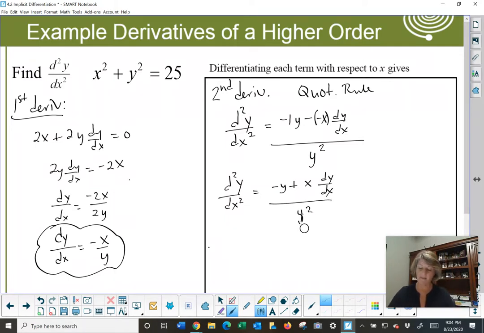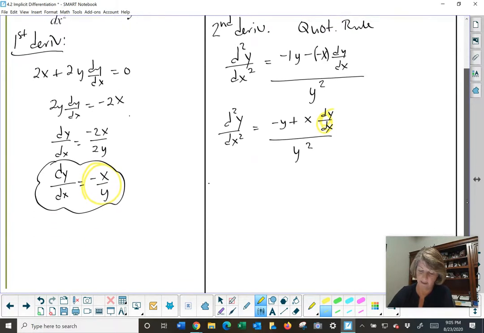And if you allow this as your final answer for the AB or the BC test, you would lose some points because they want the answer to be in terms of x and y. And we know right now we're sitting with a dy/dx, aren't we? So since it's a general derivative and not at a point, I am stuck with substituting negative x over y for dy/dx.